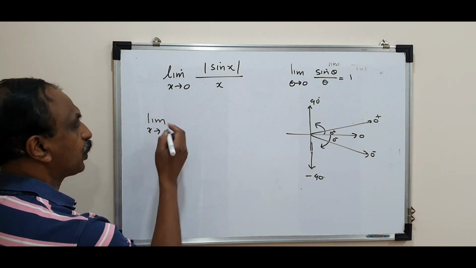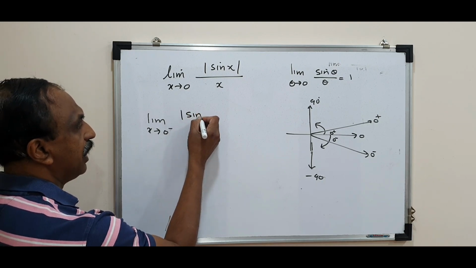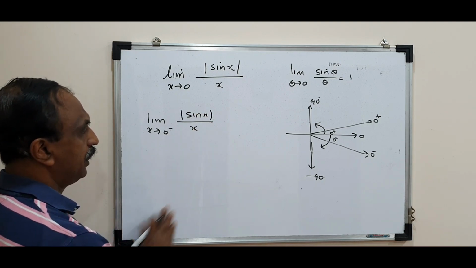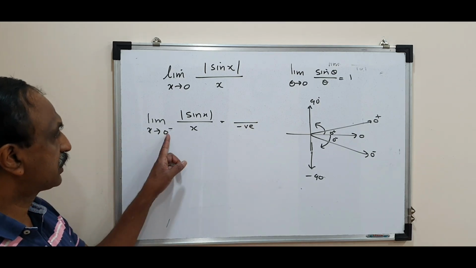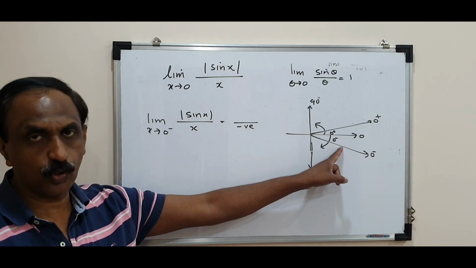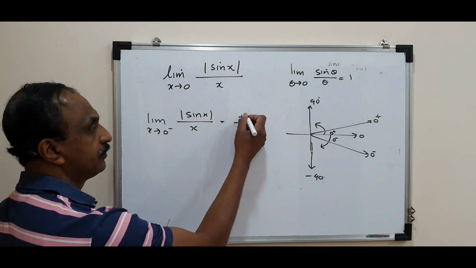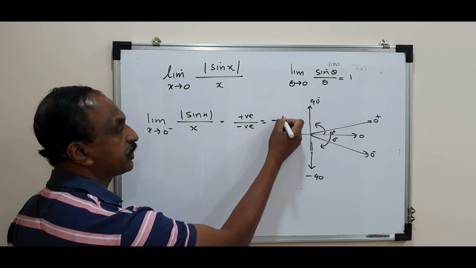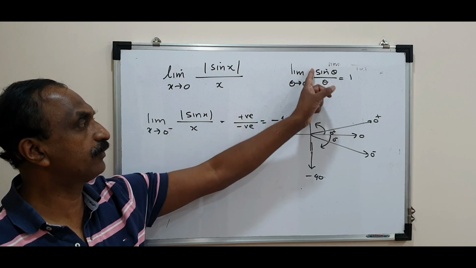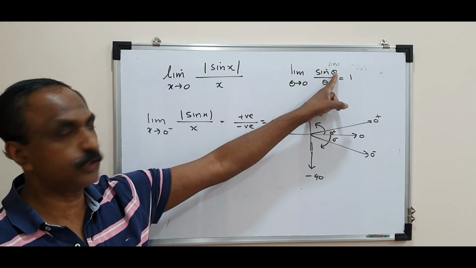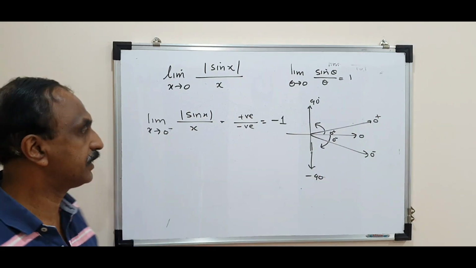First I'm going to talk about 0 minus. Modulus of sin x upon x. Now you can see x is a negative number. Sin x will be negative because it is in the fourth quadrant, but its modulus will be a positive number. So you will get the answer as minus 1. Why do you get 1? Because in sin theta upon theta, if the value of the angle is near 0, sin's value and the angle's value will be almost equal. That's why we get 1 as the answer.